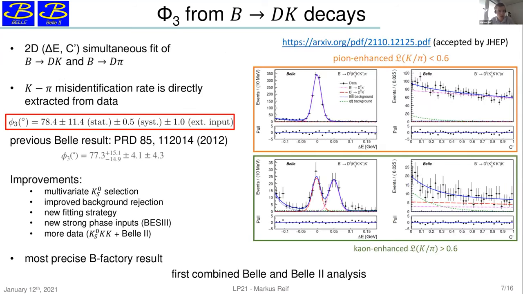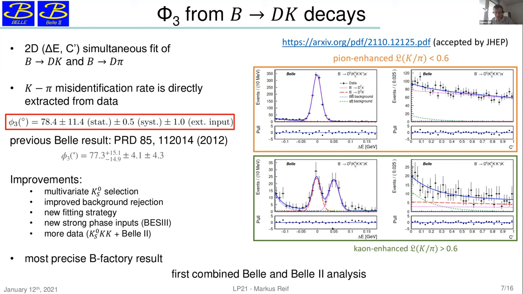So how are the yields actually extracted? This is done in a two-dimensional fit in delta E and C prime. C prime is the boosted decision tree used to suppress continuum, or a transform of that. That's why we have a prime. Then it's a simultaneous fit in a kaon enhanced sample and in a pion enhanced sample. This has the advantage that the fit can extract the K pi misidentification rate directly on data. You can see this here.